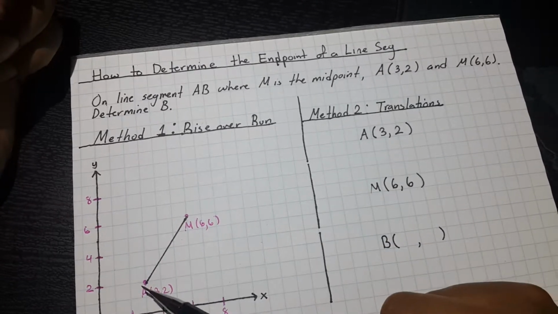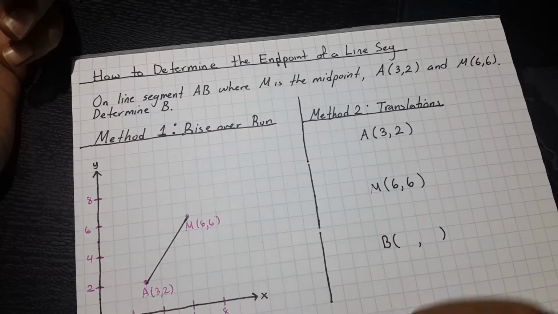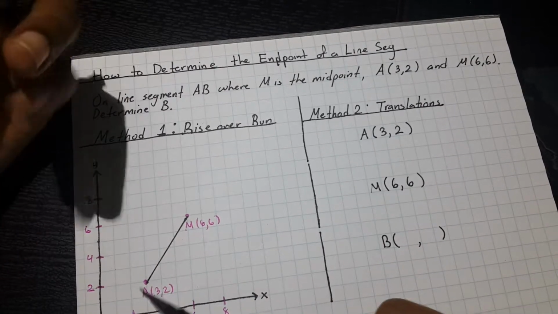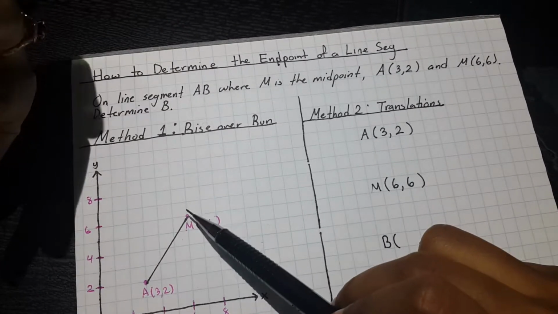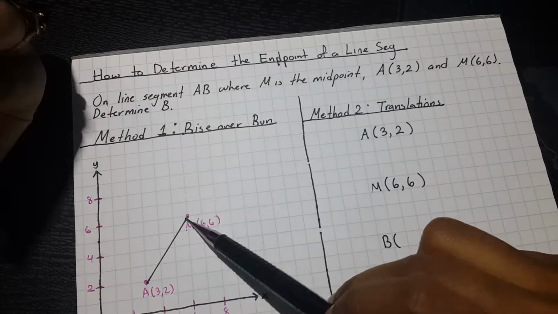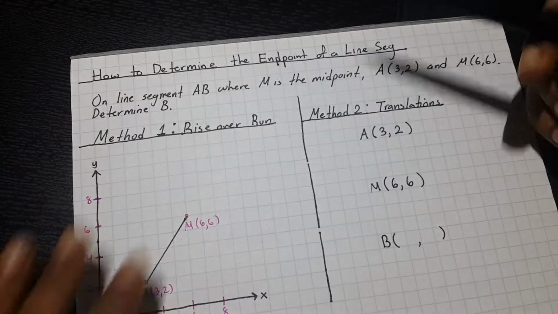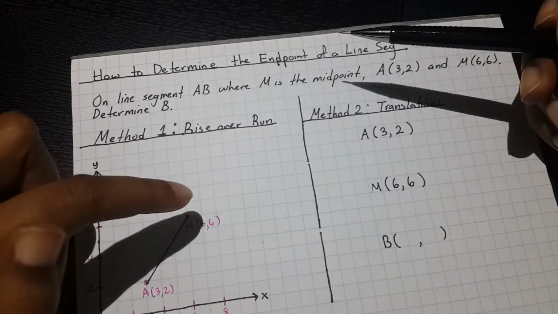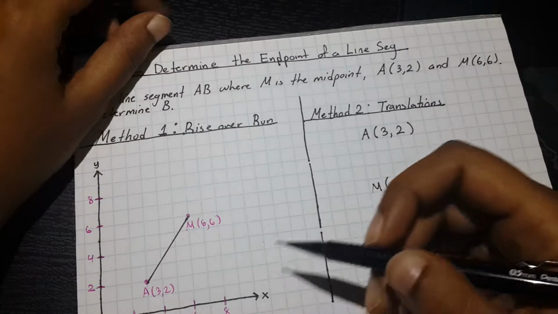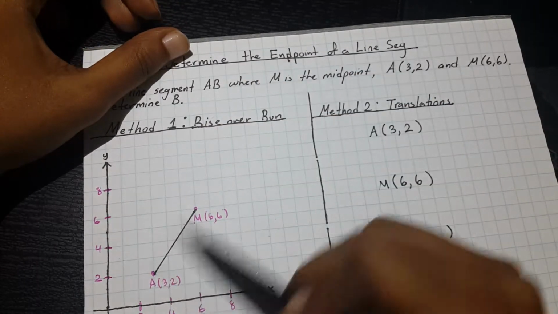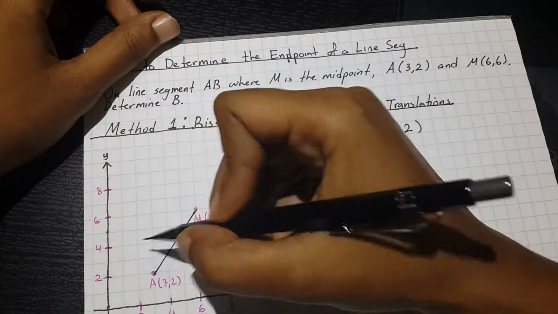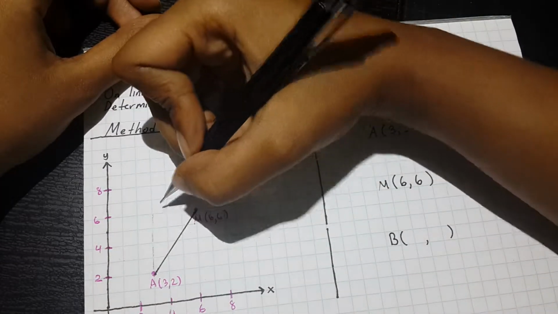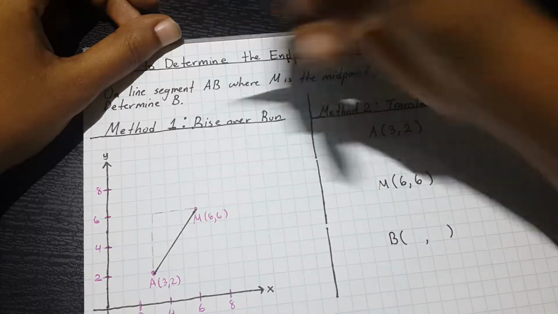What we want to keep in mind is that when we're looking at a line segment and it has a midpoint, the distance from one endpoint to the midpoint, of course, is going to be the same as the distance from the midpoint to the other endpoint. So we can use this rise over run to travel from endpoint to midpoint and then from midpoint to endpoint. So let's do that. Here, to get from A to M, traveling on the coordinate plane, we can go up by 4 units and then to the right 3 units.